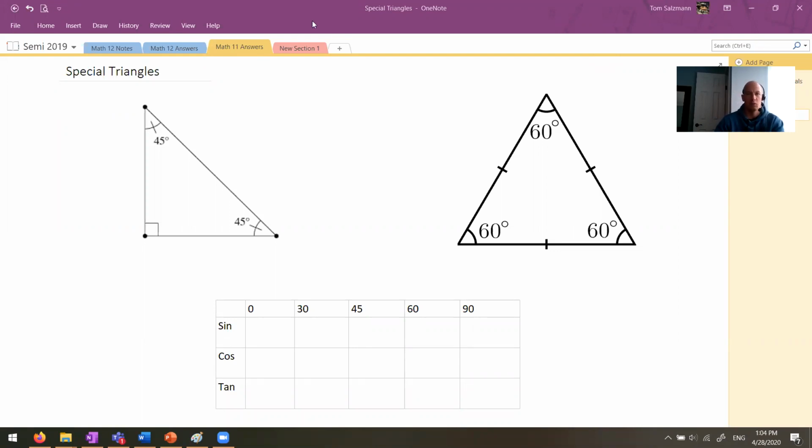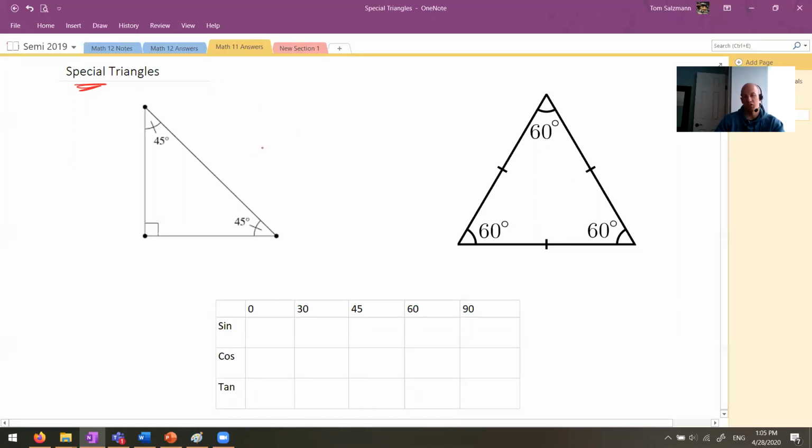Okay, so today we're going to take a little bit of time and just talk about something that's very special. Special triangles. What we're going to do with these special triangles is learn how to do some trigonometry for some pretty common angles without touching a calculator. So this is pretty handy. The way special triangles work is very simple.